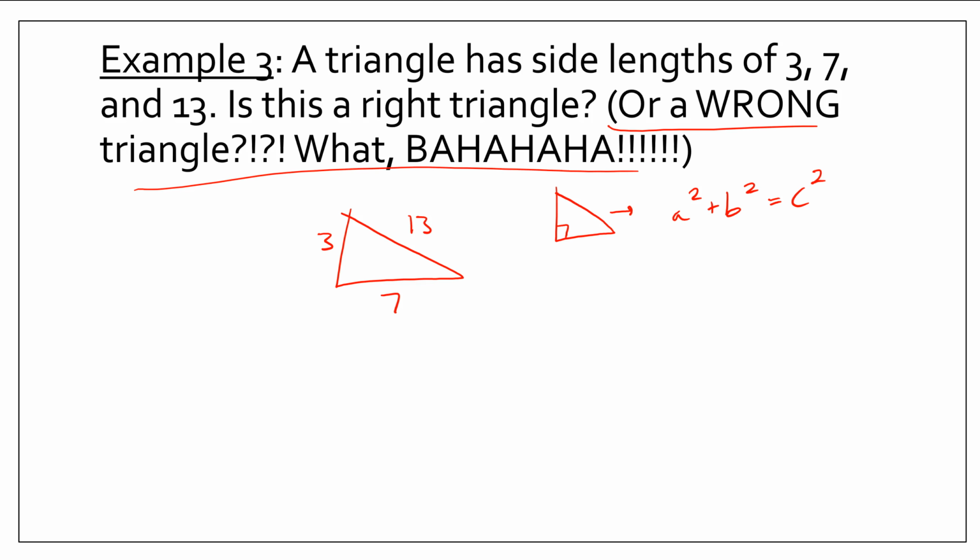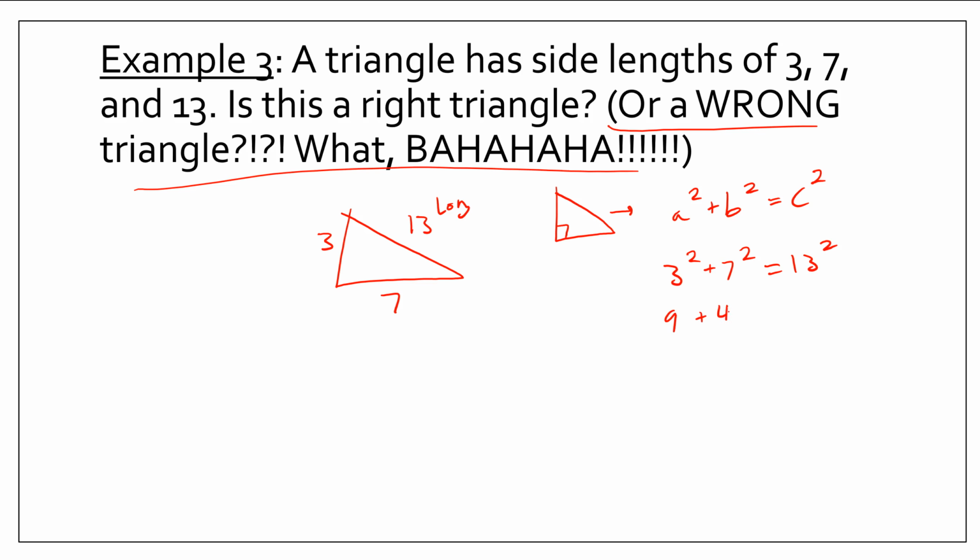Now we need to make a decision about what goes in for c, because remember, c needs to be the hypotenuse. But since I don't actually know where the right angle is here, it could be here, it could be here, how am I going to decide what the hypotenuse would be? Well, remember, the hypotenuse is always the longest side. So that 13, if this is a right triangle, is going to be my c because it is the longest side. So let's put 13 in for c. We'll put 3 in for a, 7 in for b. Again, these don't matter. You could switch them. And let's just solve it and see if one side matches the other.